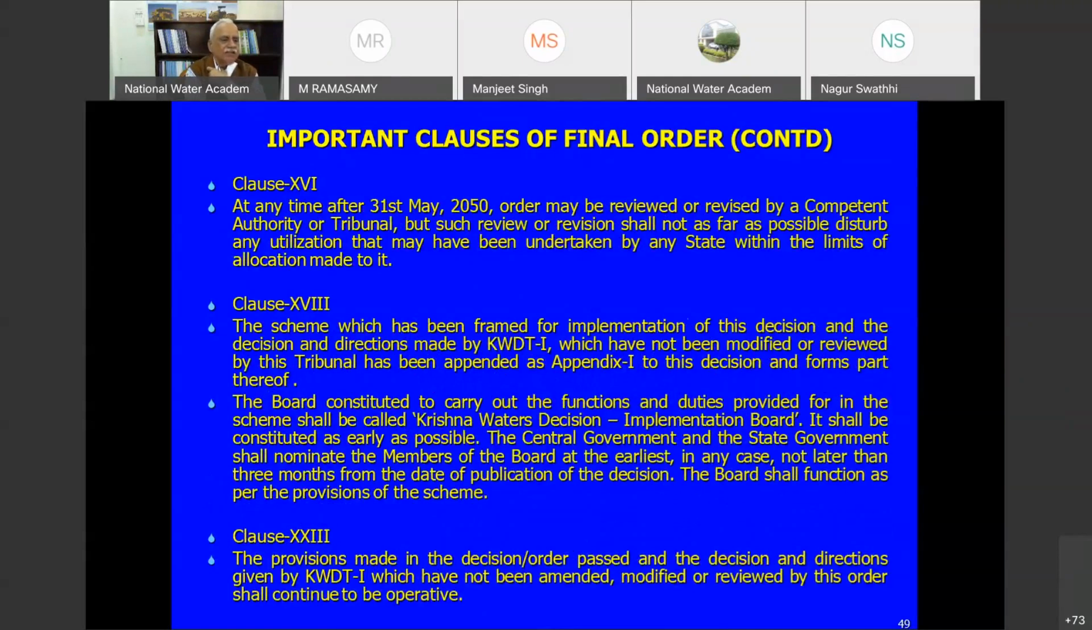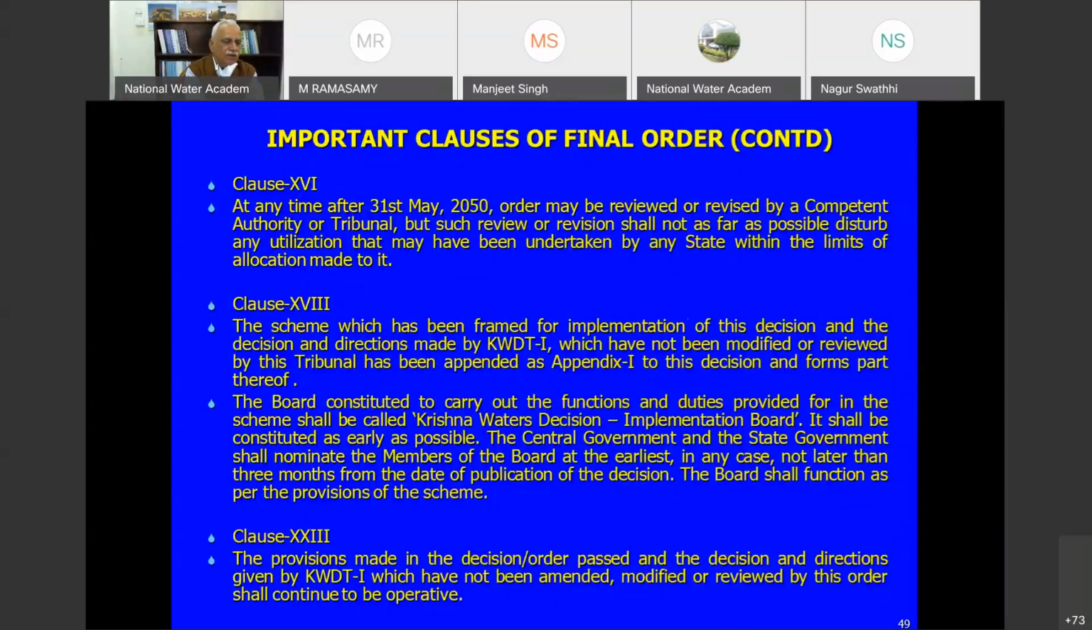Clause number 18, the scheme which is framed for implementation of this decision and the decision and directions made by KWDT 1, which have not been modified or reviewed by this tribunal, has been appended in Appendix 1 to this decision and forms part thereof. The board constituted to carry out the functions and duties provided for in the scheme shall be called Krishna Water Decision Implementation Board. It shall be constituted as early as possible. The central government and the state government shall nominate the members of the board at the earliest, in any case not later than 3 months from the date of publication of the decision. The board shall function as per the provision of the scheme.